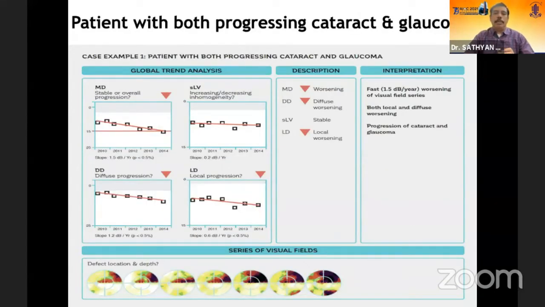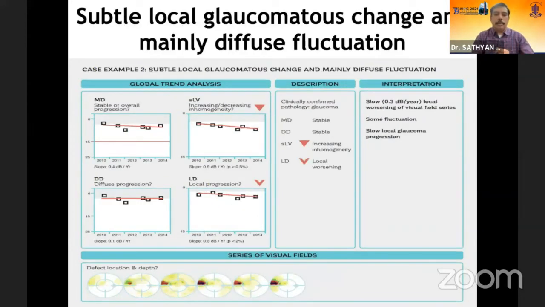And if the patient is having a cataract, just see here, the diffuse defects are increasingly shown here, and you see the local defect is also increasing. So in OCTOPUS, we can separate the diffuse defect graph and the local defect, so we can understand whether the patient has a glaucomatous change happening, or is it something else which is showing as a defect.